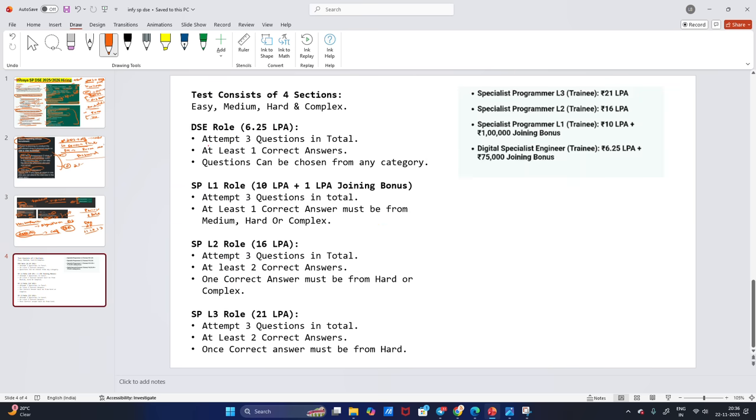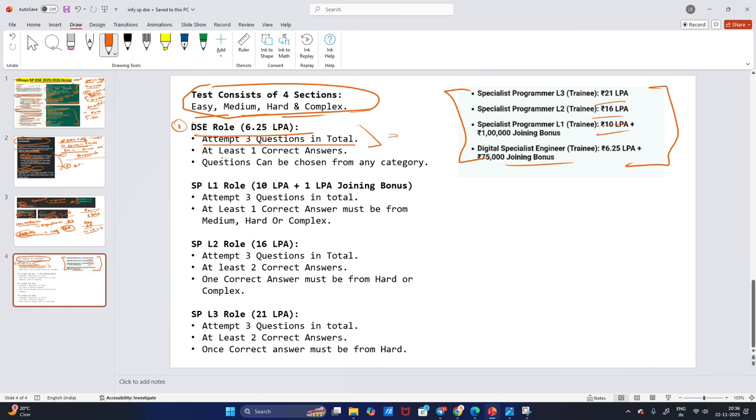Okay, let's discuss the four sections. These are the roles, okay, and the package mentioned by the company. Test consists of four sections: easy, medium, hard and complex. Let's discuss our first role, DSE role, 6.25 LPA. Attempt three questions in total, means you can attempt three questions in total, no problem. At least one correct answer will be there. Questions can be chosen from any of the categories. Understand this, you have to get one answer correct from any of the categories, either easy, medium, hard or complex. So you will be shortlisted for the DSE interview role.